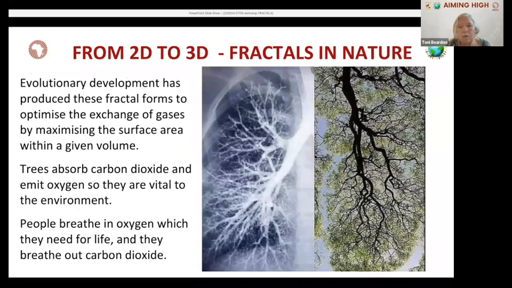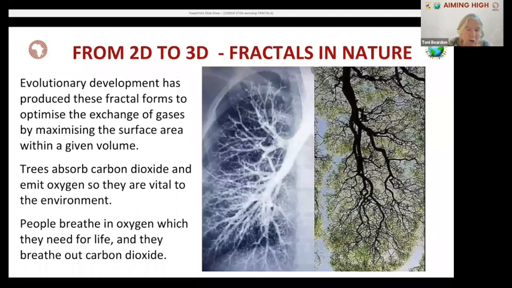Now, trees are the lungs of the world because they produce the oxygen. They take in our waste product, the carbon dioxide, and they produce the oxygen. And both the lungs, which you see in the picture there on the left, and the tree are fractal-like in form. And that is optimizing the exchange of gases because you have the maximum surface area with a given volume.